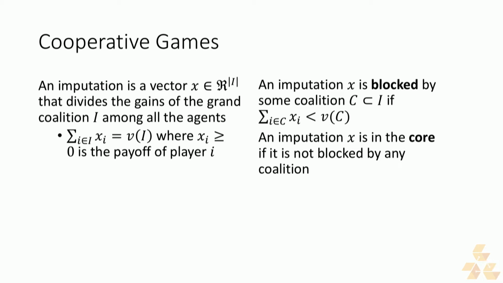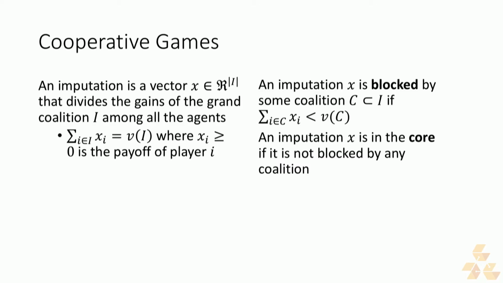So given such an imputation or payoff vector, we say that this payoff vector is blocked by some coalition, some subset of players, if the sum of the rewards of the players in the subset according to the vector is strictly less than the value of the coalition. If according to this imputation the players in this coalition won't get enough money, they won't play alone and they will leave the grand coalition. So we compare the sum of the rewards they get according to the payoff vector to the value of the same coalition. If it's less, then we say that the payoff vector is blocked by some coalition.